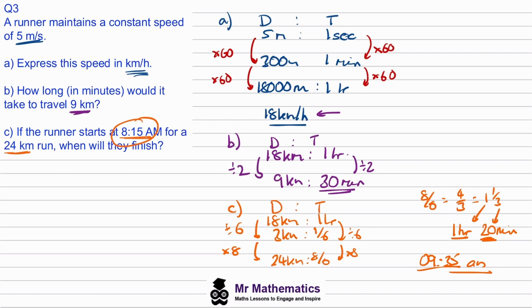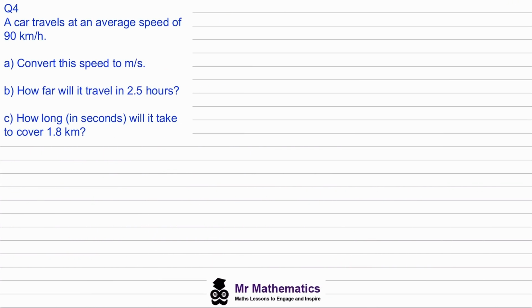Let's try one more question. So do you want to read through question 4 and give it a go? You can pause the video and come back when you're ready. Okay, so for question A, we've got distance to time. We want to convert 90 kilometers per hour into meters per second.